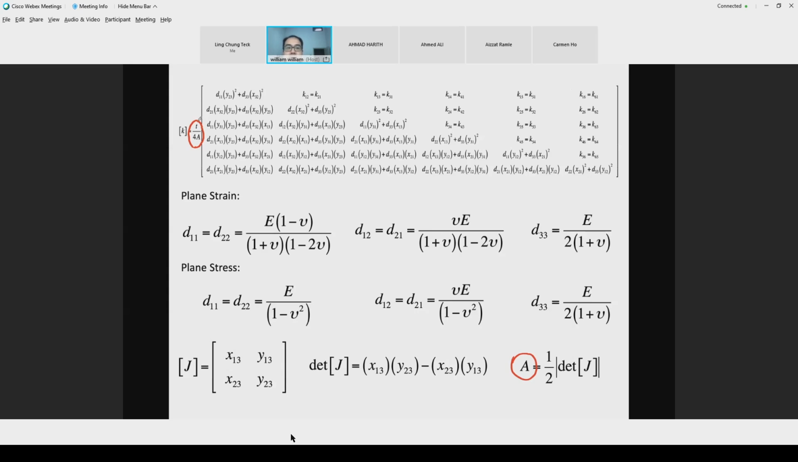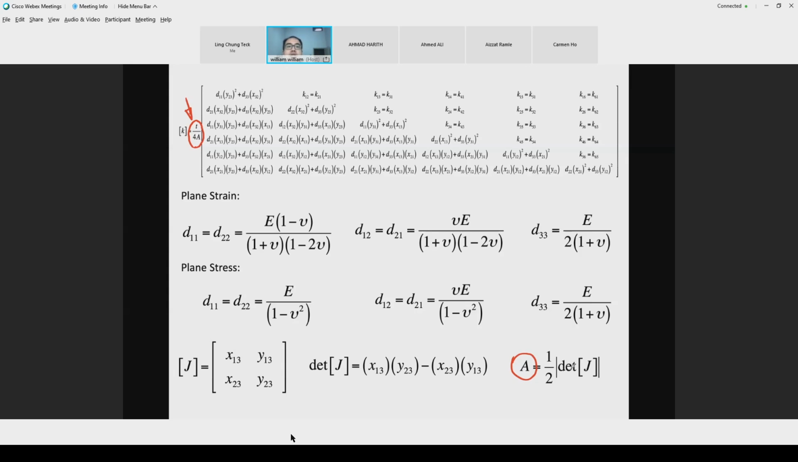Some is because of examination pressure, some is because they are rushing for time, and some just don't care about T over 4A. They're so focused on getting the numbers. Okay, so step number one, T over 4A. Please don't forget about T over 4A. T is thickness, A is the area, which is calculated based on half of the determinant of your J.